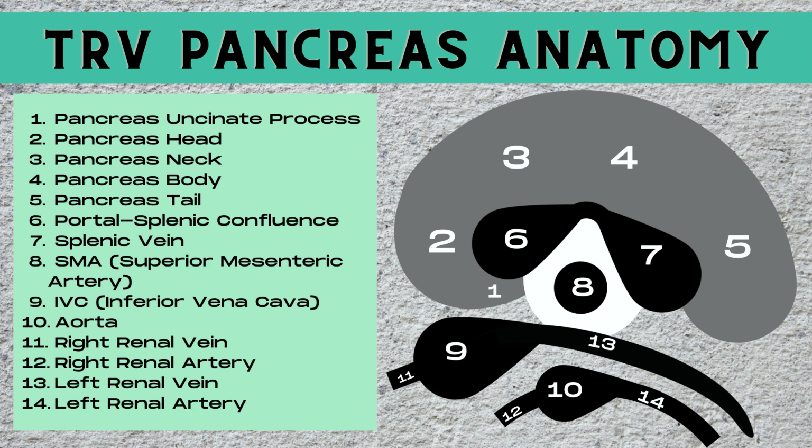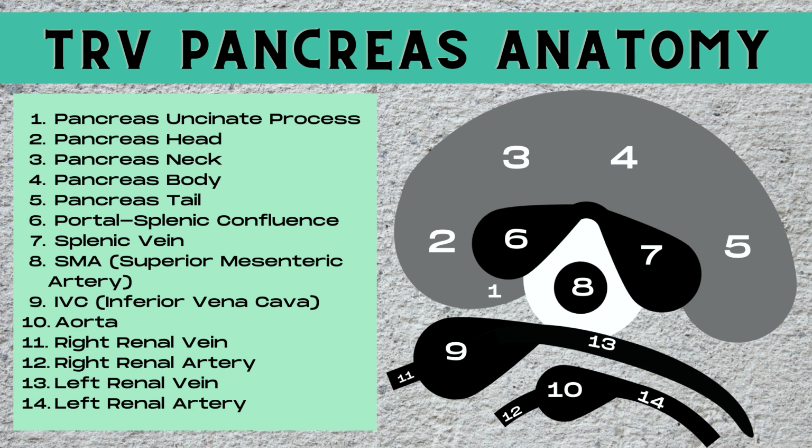In ultrasound, we call this the raccoon sign, with the pancreas being the head of the raccoon, the Portal-Splenic Confluence being the eyes of the raccoon, and the SMA being the nose of the raccoon. Number 1 in this diagram is the pancreas uncinate process. This is the small extension of pancreatic tissue below the Portal-Splenic Confluence.